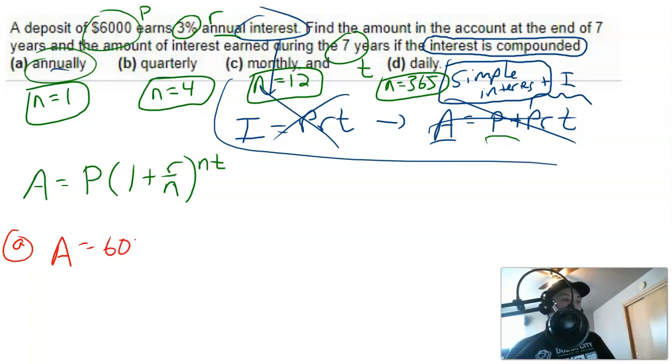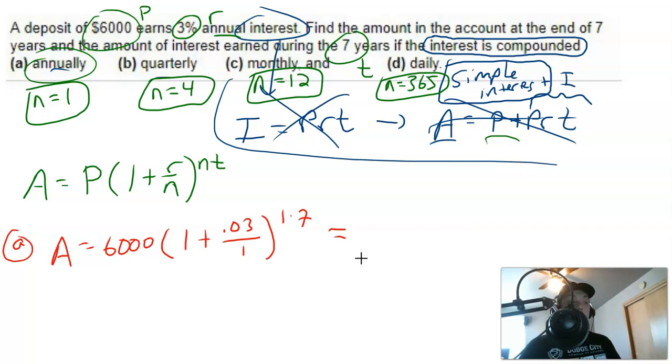So we'll have $6,000 that we start with. Plug that in for P. The interest rate is 3%. And just like pretty much any formula, you want to convert that to decimal, so it's 0.03. N is equal to 1 in this case because we're compounding annually, and that takes care of the parentheses part. Then the exponent is N, which is 1, times T, which is 7. So on paper, you just plug those numbers into those variables, and this is going to be your answer.